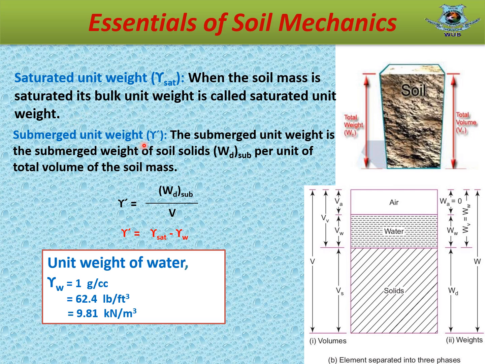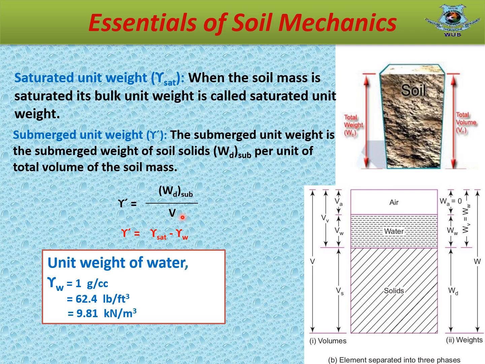Submerged unit weight, gamma prime. The submerged unit weight is the submerged weight of soil solids per unit of total volume of the soil mass. So we can say submerged unit weight gamma prime equal to submerged weight of soil solids WD sub divided by total volume of soil mass V.